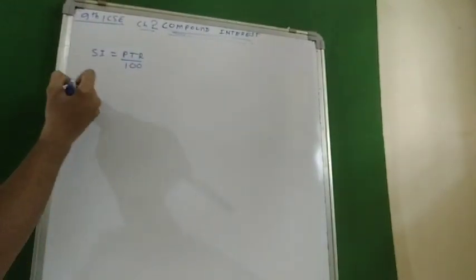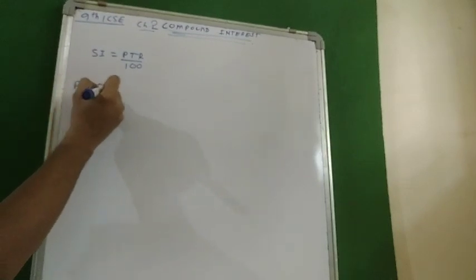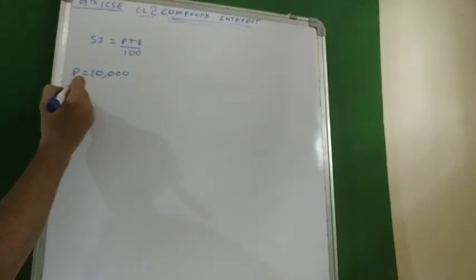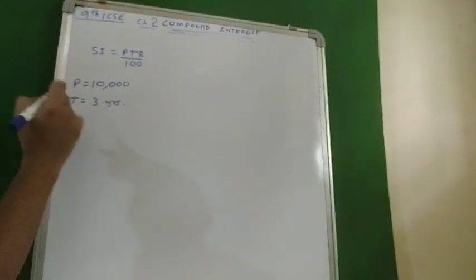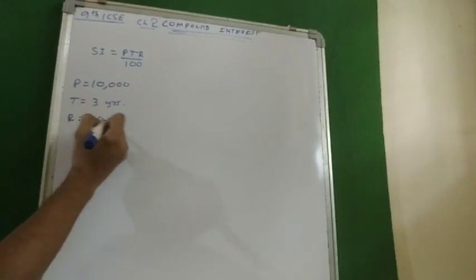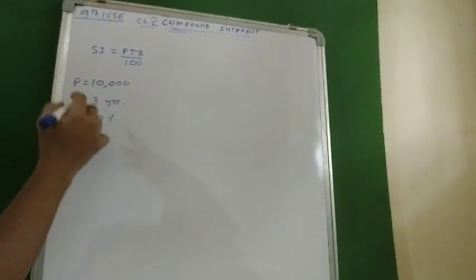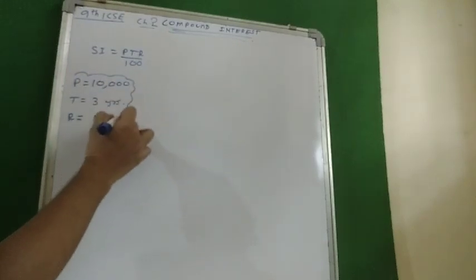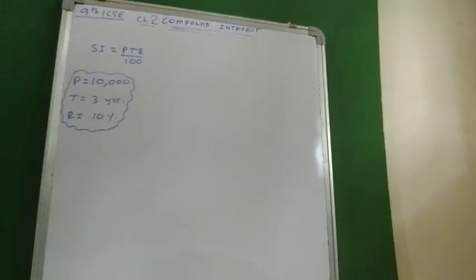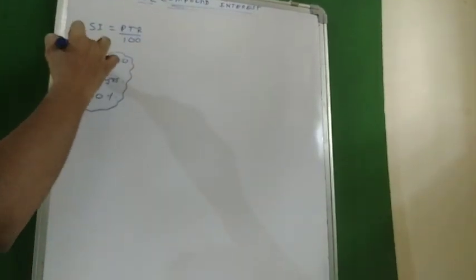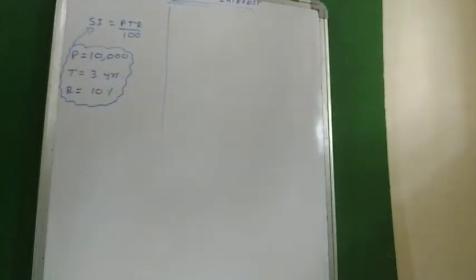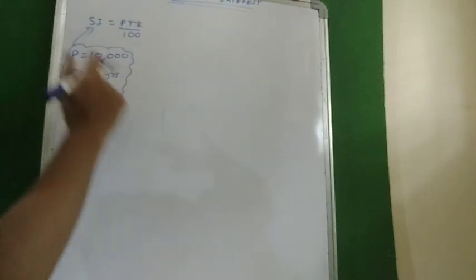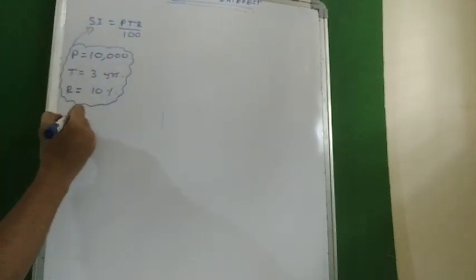Okay. Suppose we have a principal of 10,000. And the time period for the investment is, suppose, 3 years, and the rate of interest is 10%. Okay, so with this example we will see how to calculate simple interest, and with the same example we will also see what is compound interest for the same. Okay, see, the formula of simple interest is very simple.